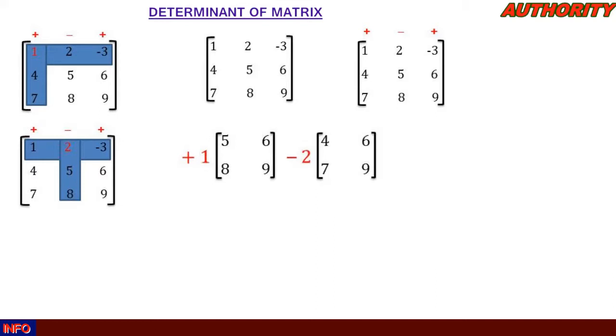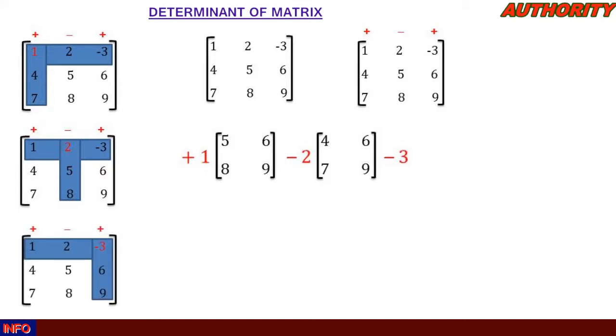We have first row, third column. Then we have 3 as the element, and the sign above it is what? Plus. So that means we're going to have plus 3. So we cover the first row, third column. When you cover the first row, third column, what do you have? We have 4, 5, 7, 8.